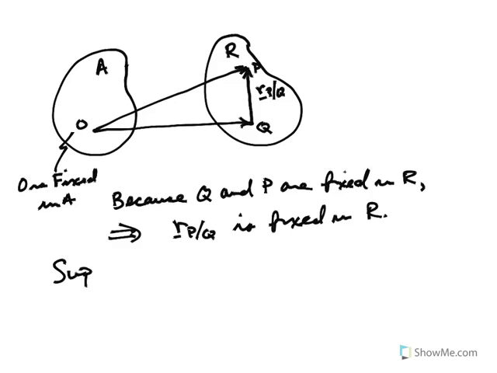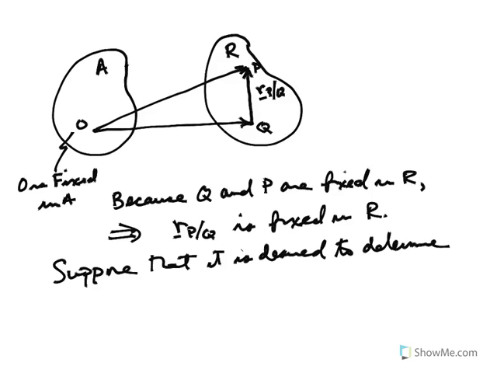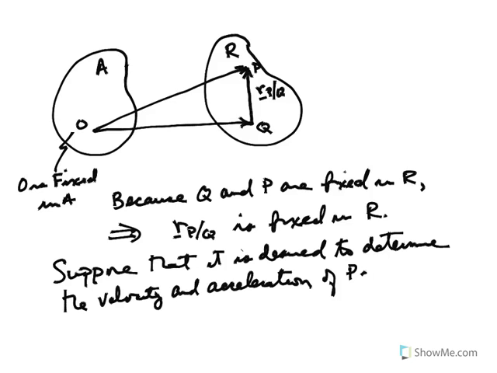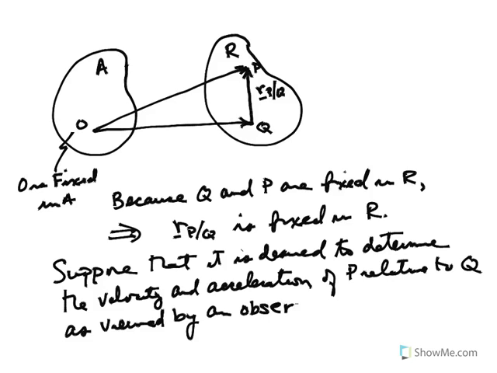Now suppose that it is desired to determine the velocity and acceleration of P relative to Q as viewed by an observer in reference frame A. So let's compute those rates of change and see what we get.